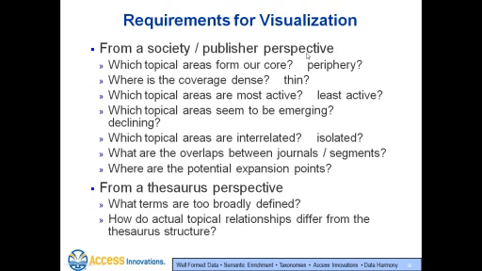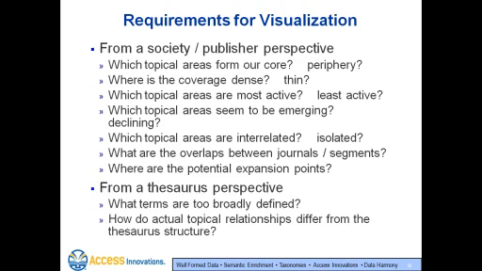So now I'd like to turn to a case study for the time that we have remaining. We looked at a collection from a large society publisher. In this case, it's the IEEE, which is the largest society publisher worldwide. And they were curious about what topical areas form the core and the periphery. Where do they have really dense coverage, and where are some opportunities for additional coverage?